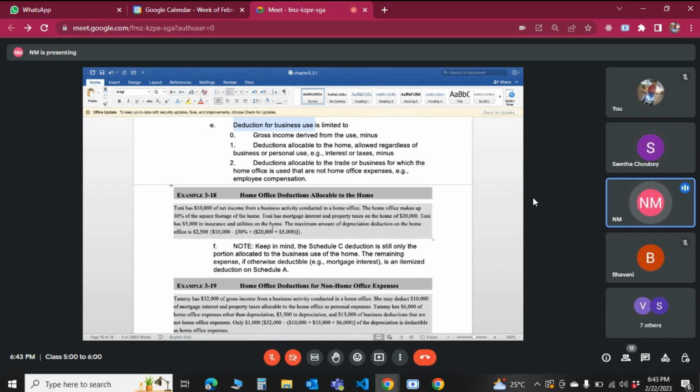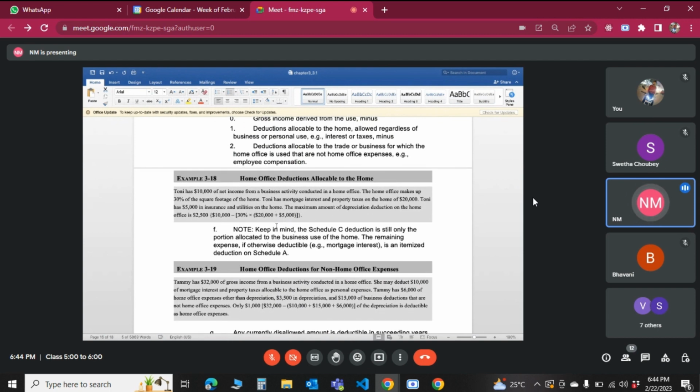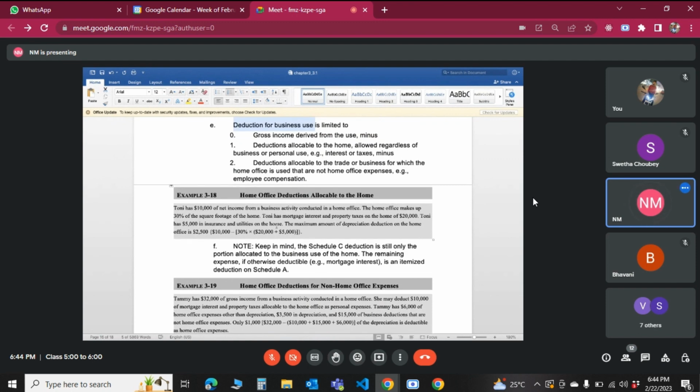It may allow you to carry forward your undeductible expenses, but we cannot go negative on that, especially for home office deductions. For other deductions, yeah, you can claim losses also. Understood? Yes.